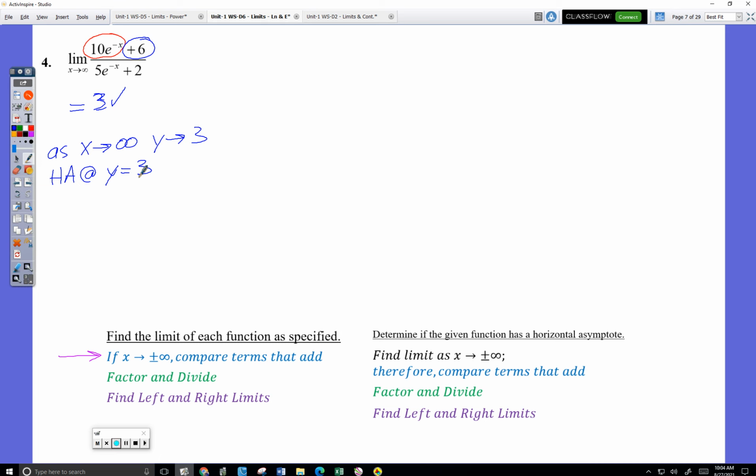We need to check the left-hand side, so we rewrite the problem with a different limit now. So on your yellow packet, you write limit as x approaches negative infinity, 10e to the negative x plus 6, divided by 5e to the negative x plus 2. Process is the same. We're comparing terms that add.